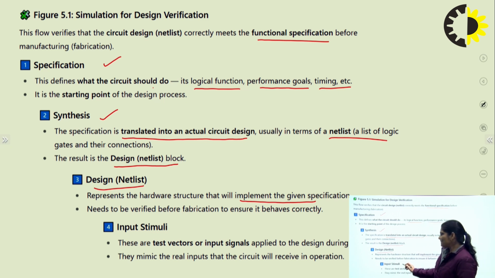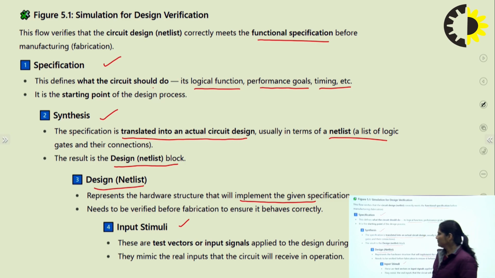Now the next step is input stimuli. These are the test vectors, or we can say the input signals applied to the design during the simulation. So we have to apply the input from this input stimuli to the design process. This mimics the real inputs that the circuit will receive in operation.